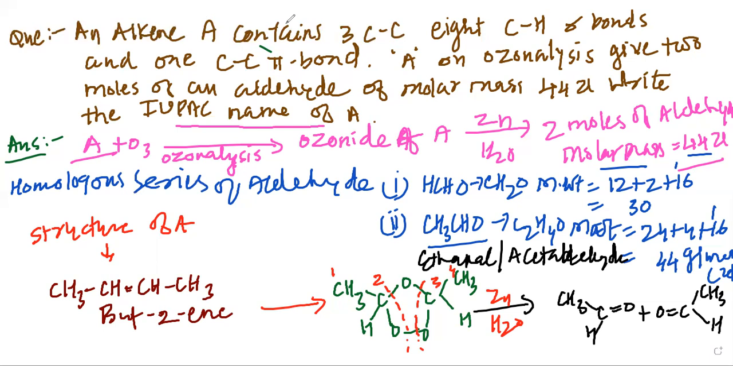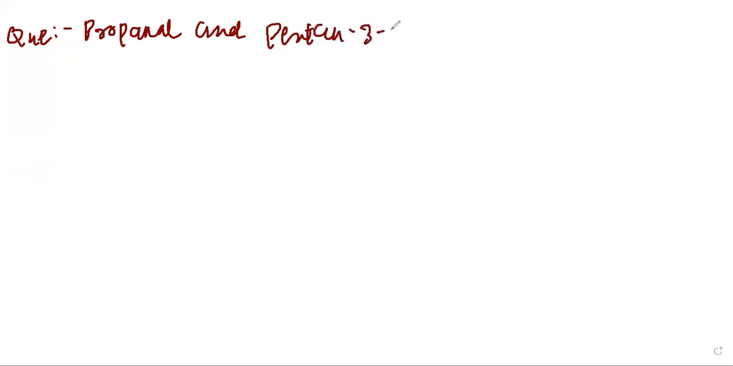Okay, then let's move forward and understand the next question, my dear students. Now we have the question in this manner. Let me write the question for you. Propanal and pentan-3-one are the ozonolysis products of an alkene.